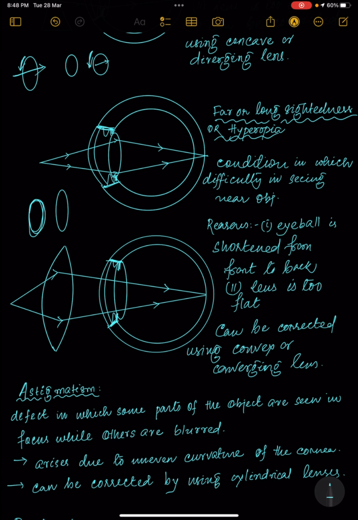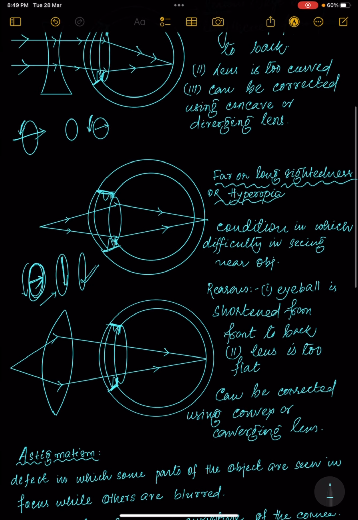Now if we say that this is a lens, and it is shortened from back, the width will be decreasing, so it will convert into something like this. So the lens was curved at first and now it is becoming flat, so at the end it will become very flat. So the lens will become too flat. In long-sightedness, just the opposite, the eyeball is shortened from front to back, and the lens will become slightly flat, and after some time it will become too flat.